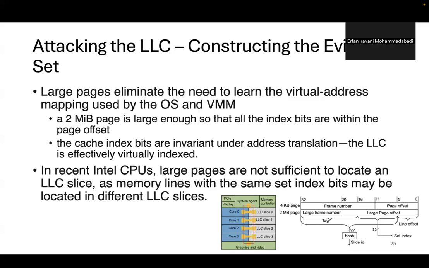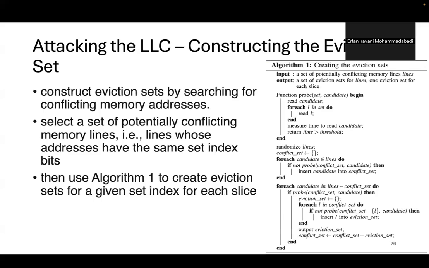However, in recent Intel CPUs, large pages alone are not sufficient to locate the LLC slice. This is because memory lines with the same set index bits may be located in different LLC slices, which then adds an additional layer of complexity.